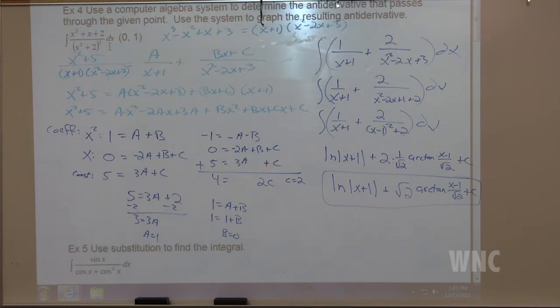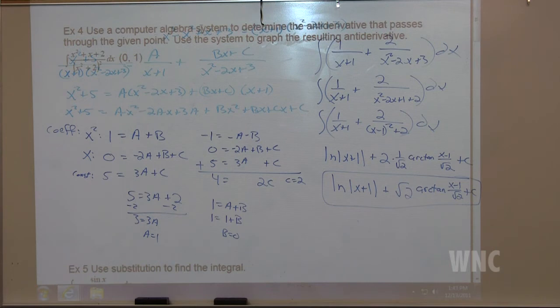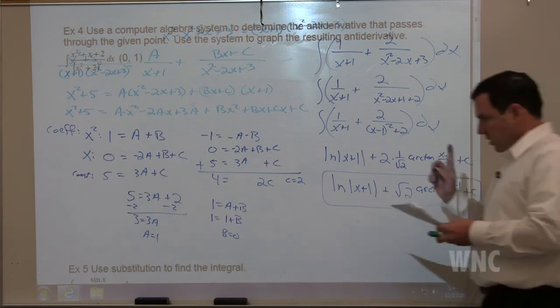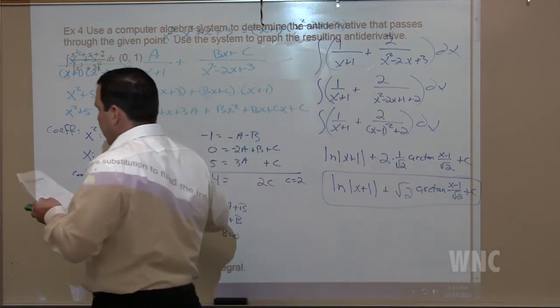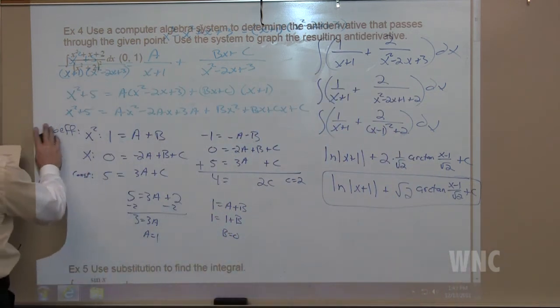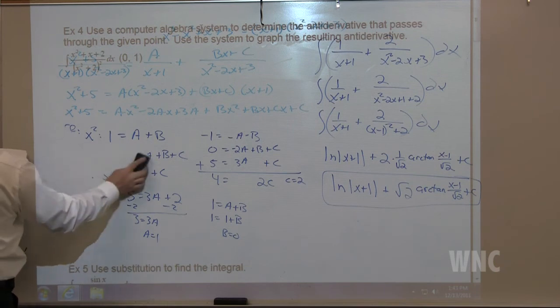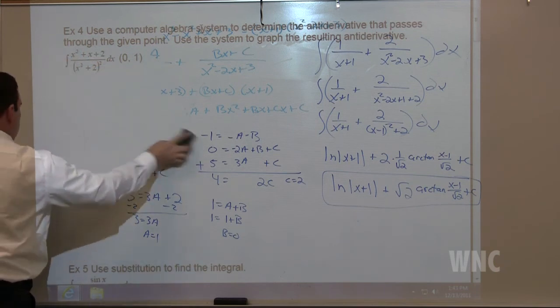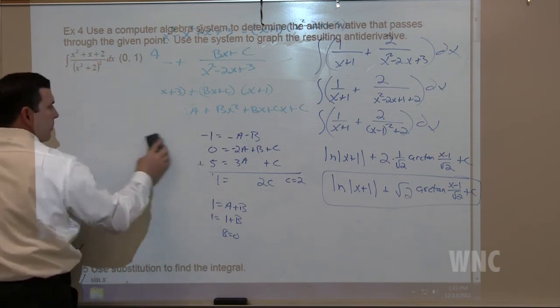Okay, so 4 is no fun because it says use a computer algebra system to do it, so our calculators are going to do this for us. This says use a computer algebra system to determine the antiderivative that passes through the given point. Use the system to graph the resulting antiderivative. So I'm going to just give you an idea what the graph looks like.